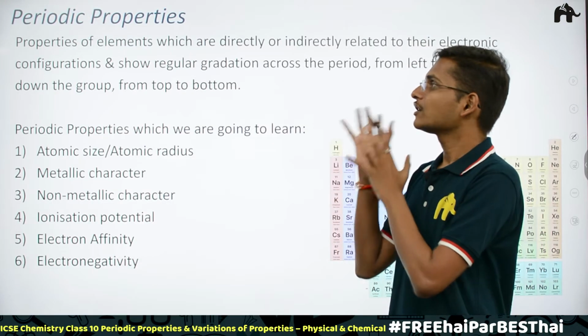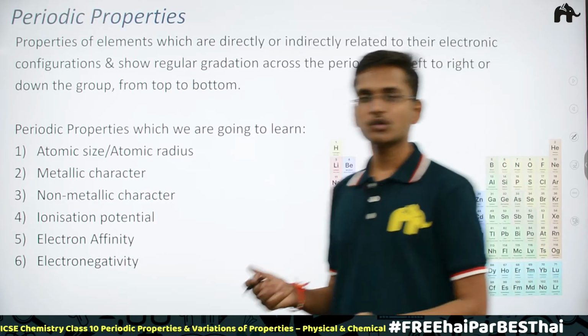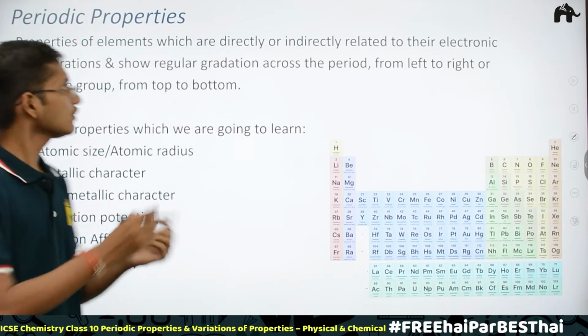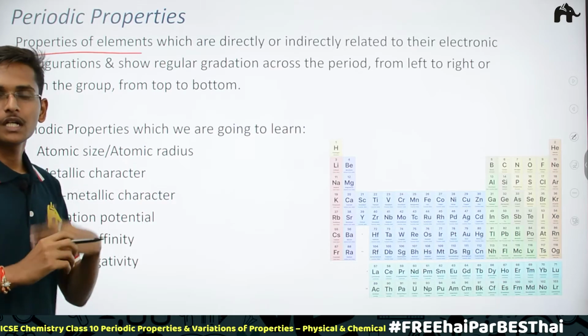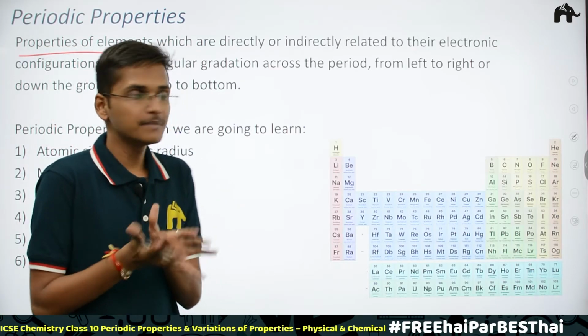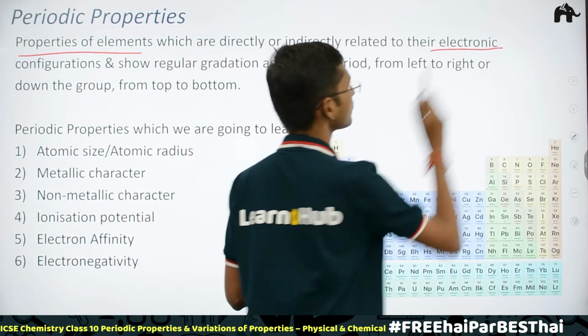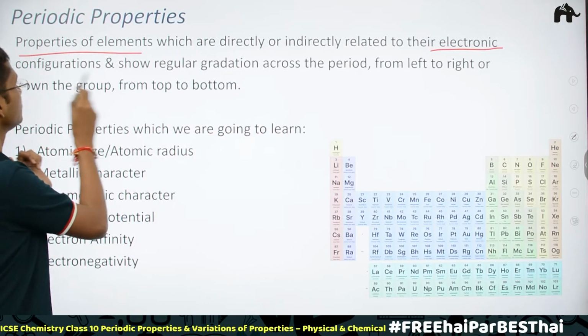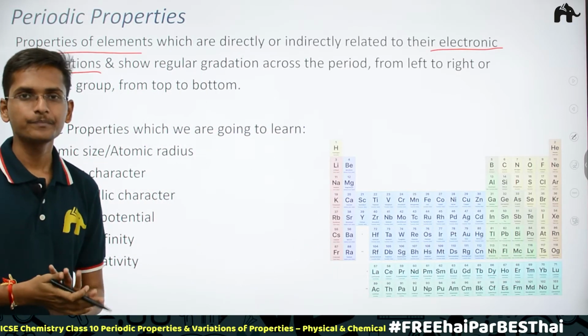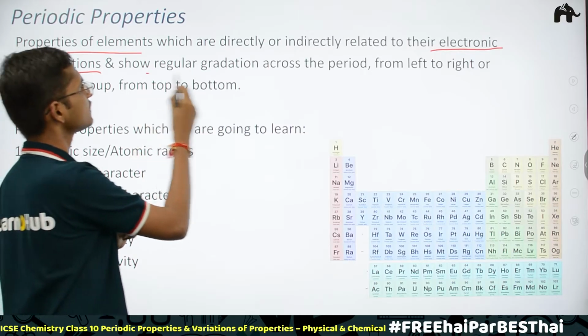Now let's see what periodic properties mean to us. These are the properties of elements which directly or indirectly depend upon the electronic configurations of the elements, and they also show a regular gradation. Now what does this regular gradation mean?